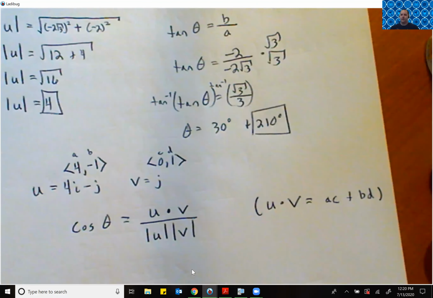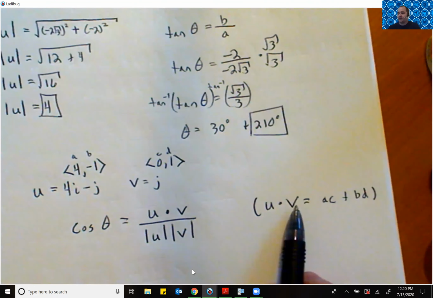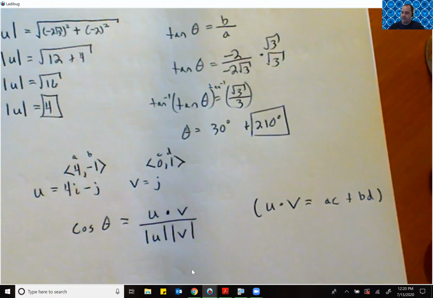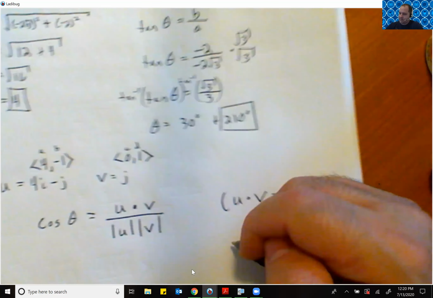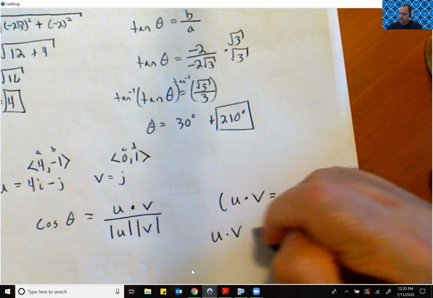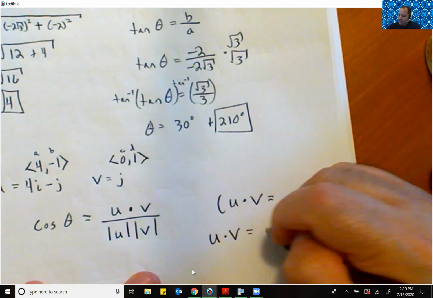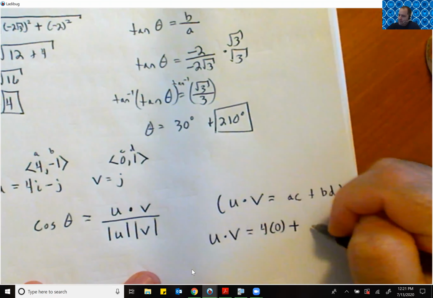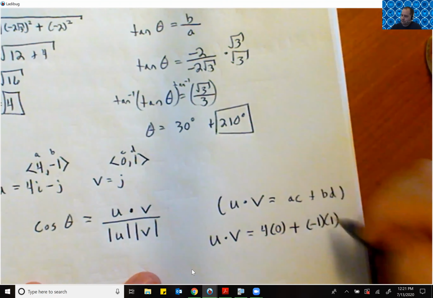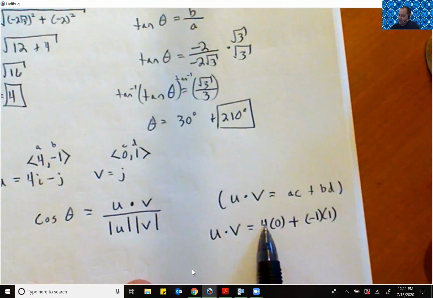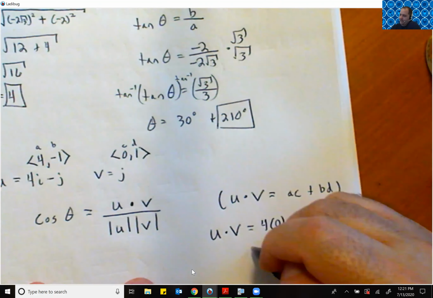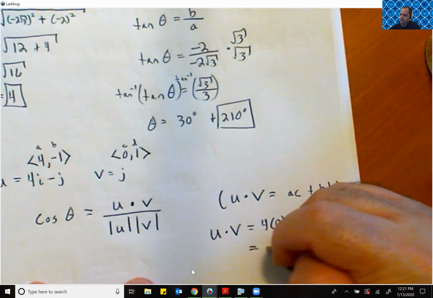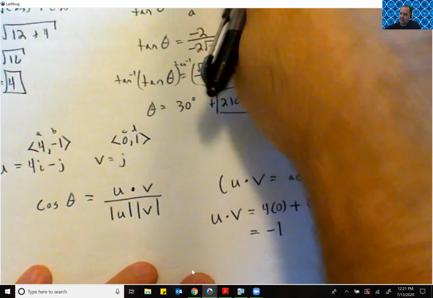Okay? So the first thing is we need to find some dot products. Then we also need to find the magnitude. So a couple things that we got to do, and then we're going to plug into this. So the dot product of u and v is going to be a times 0 plus -1 times 1. Well, 4 times 0 is 0, and -1 times 1 is -1. 0 plus -1 is -1. There's the dot product.